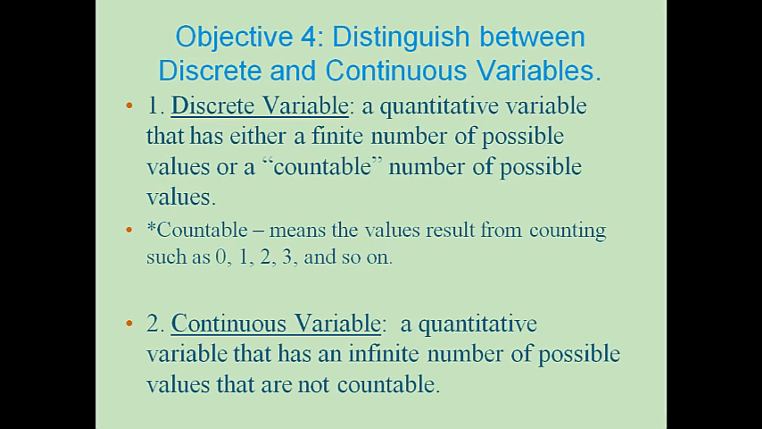A continuous variable is a quantitative variable, so another number, but this one has an infinite number of possible values that are not countable. So now we have the decimal values. So think about between the numbers 1 and 2. If we look at all the possible decimals that fall between there, there's an infinite number of possibilities.